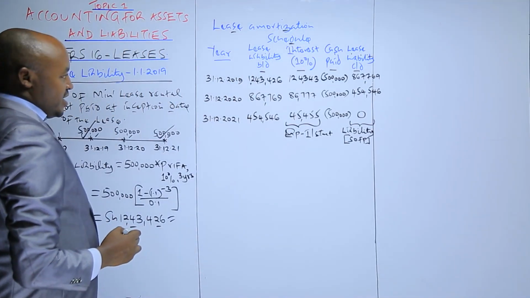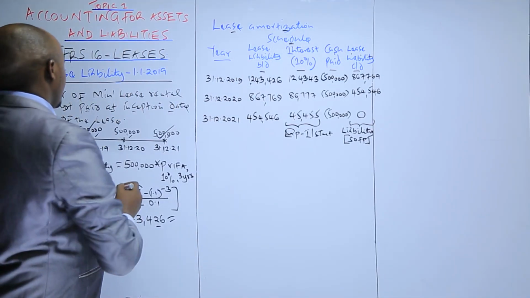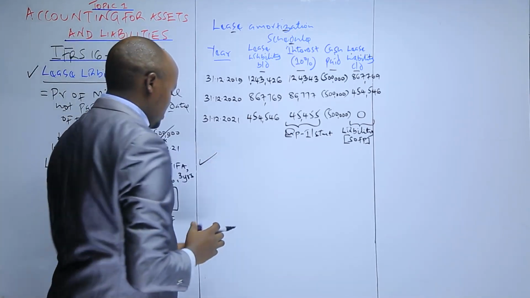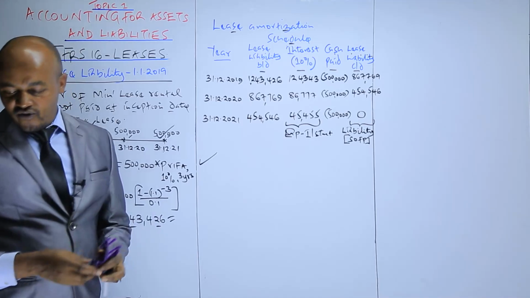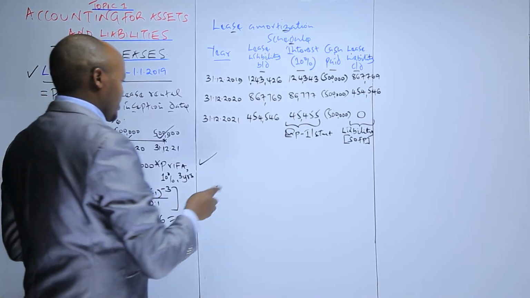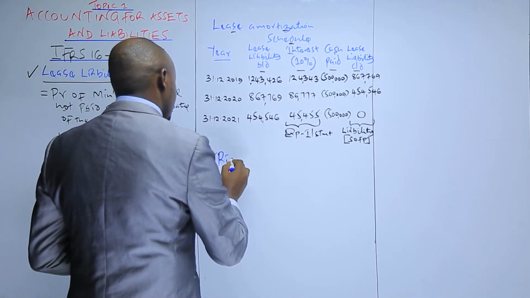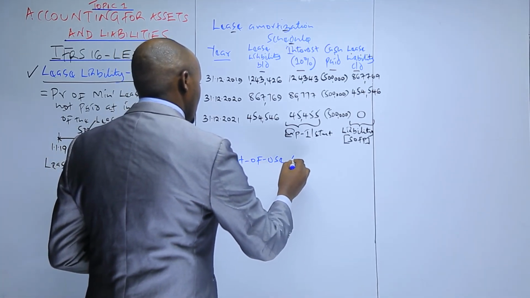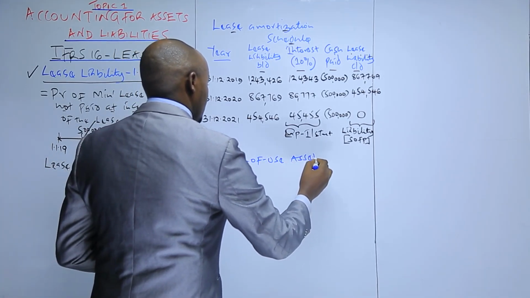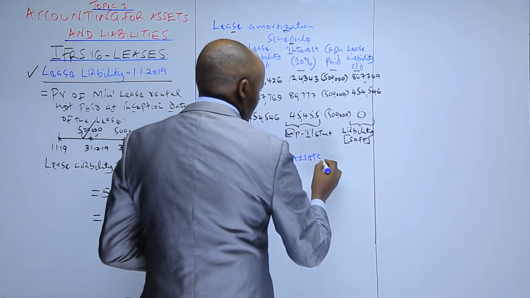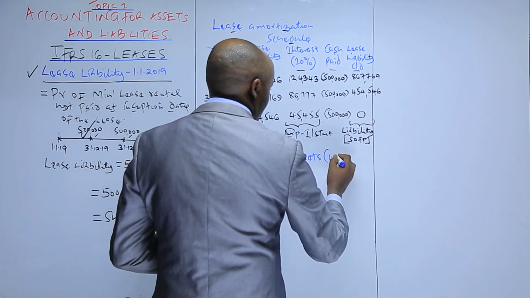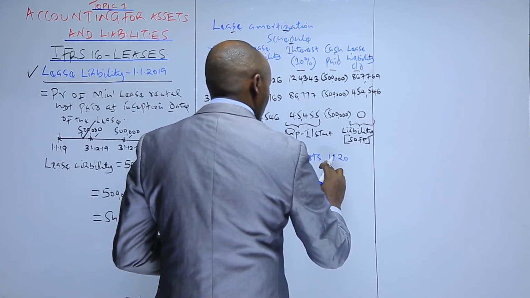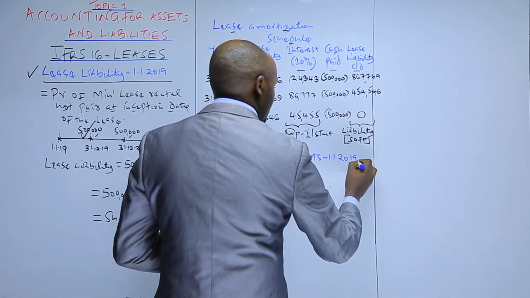So then next what we need to do is to determine the other item. And the other item we need to determine here is what? Is the right of use asset. Right of use asset. And we need to determine the right of use asset at the inception date of the lease, which is the 1st of January 2019.